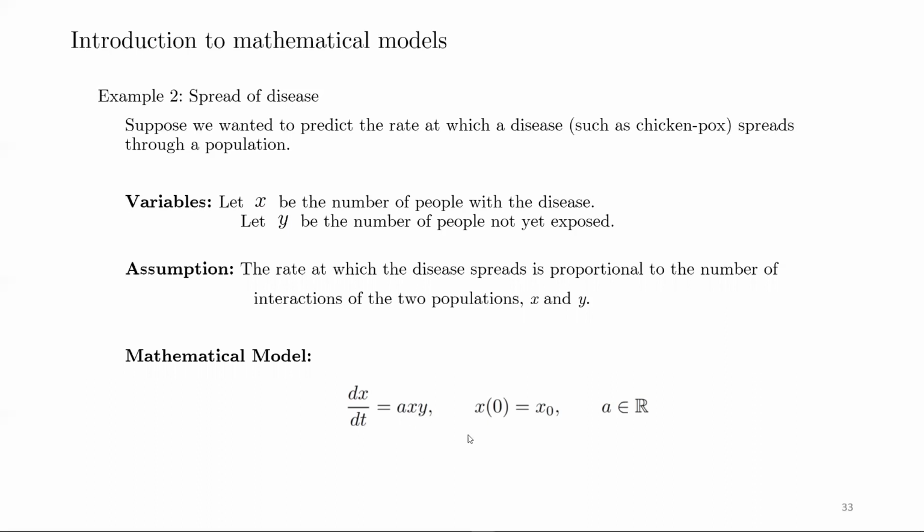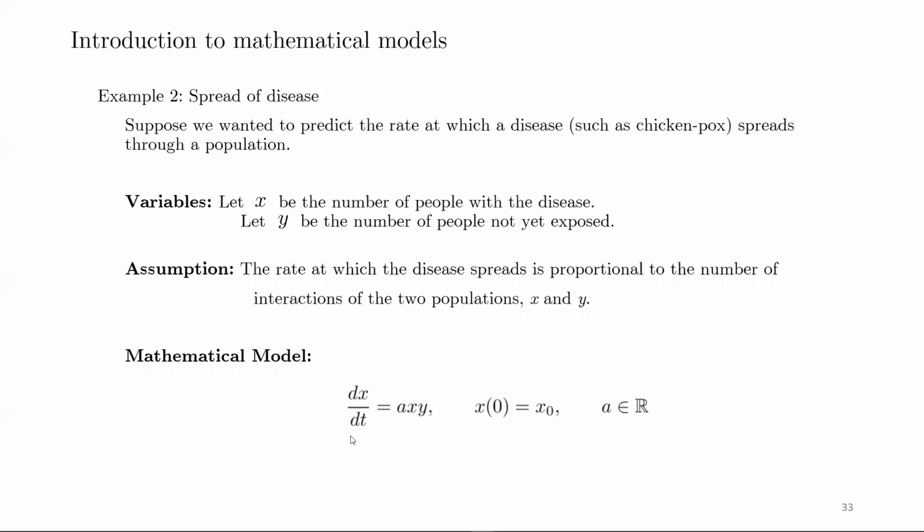Again, we can supplement this with an initial condition that at time t equals 0, the number of people who have the disease or have chickenpox is equal to some number x naught. Okay, and so this initial value problem is again quite a simple model of disease spread.